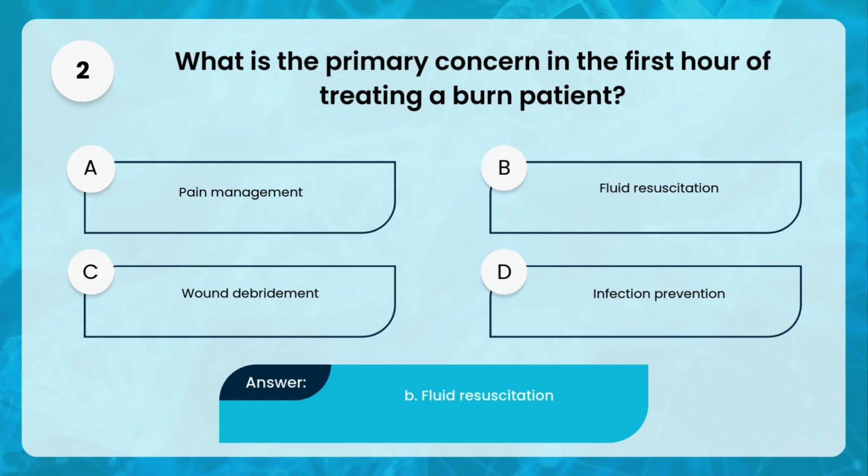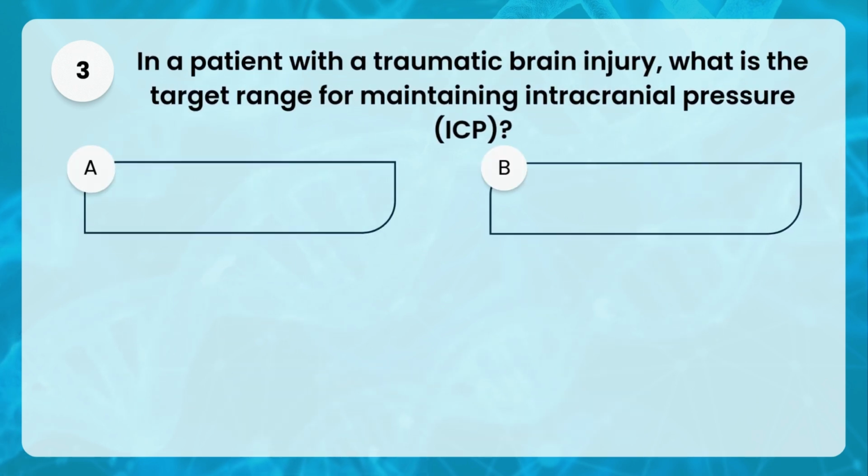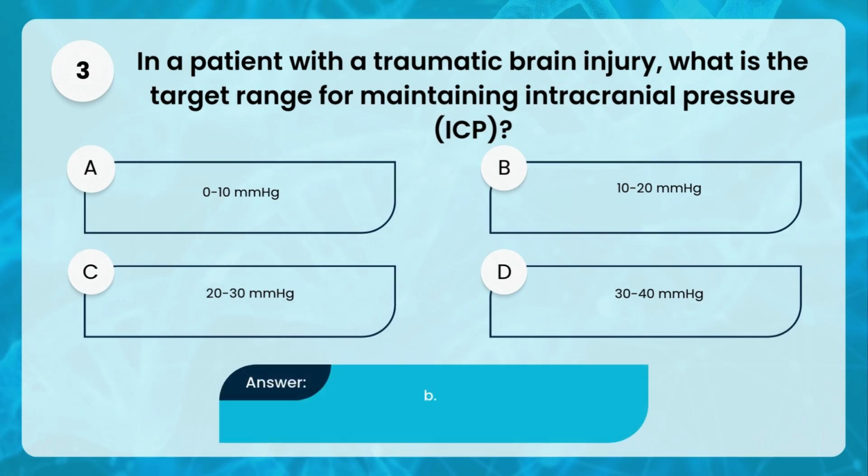Fluid resuscitation. Number 3. In a patient with a traumatic brain injury, what is the target range for maintaining intracranial pressure, ICP? A. 0 to 10 millimeters mercury. B. 10 to 20 millimeters mercury. C. 20 to 30 millimeters mercury. Or D. 30 to 40 millimeters mercury. The answer is B. 10 to 20 millimeters mercury.